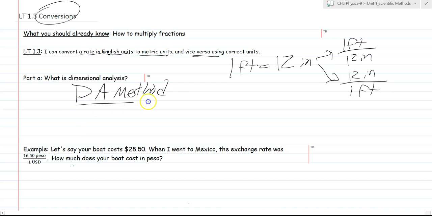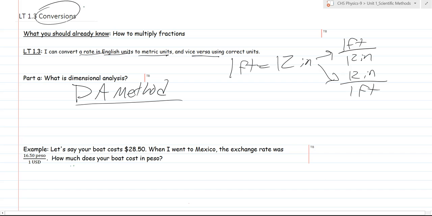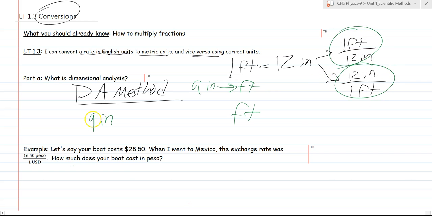But the way that we use it for the DA method, I'm going to switch colors here. Let's say I had 9 inches. If I want to convert that to feet, so I want to go 9 inches to feet, the way we would do that is we would use one of these two conversion factors to convert from inches to feet. One important thing is to know that we can always put this over the number 1, and it doesn't change anything. That'll be important here in a second.